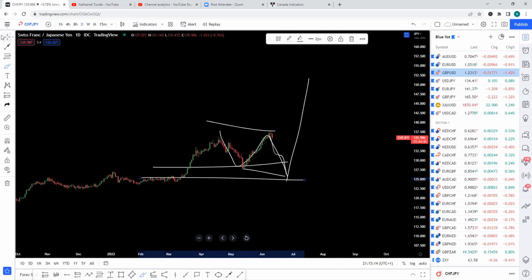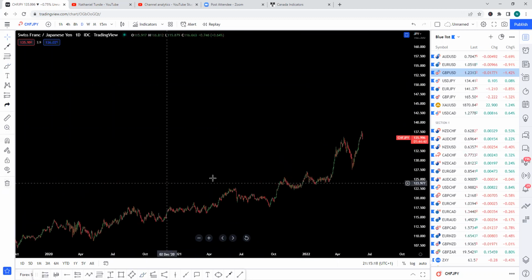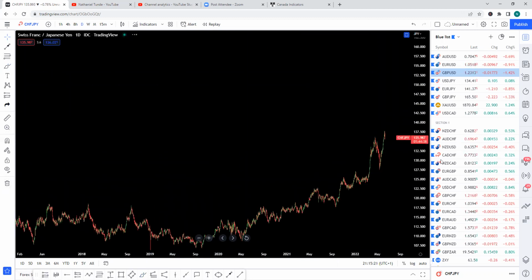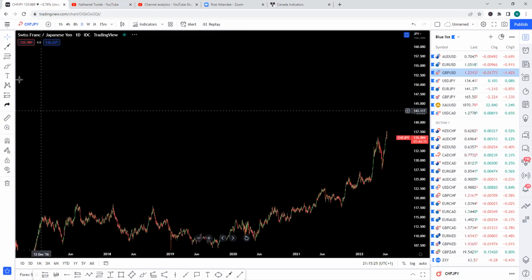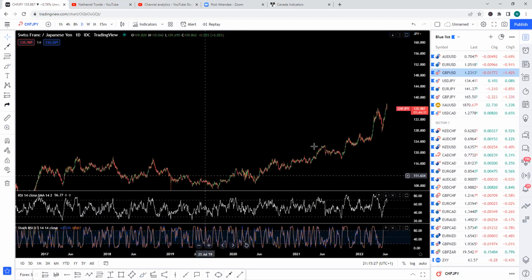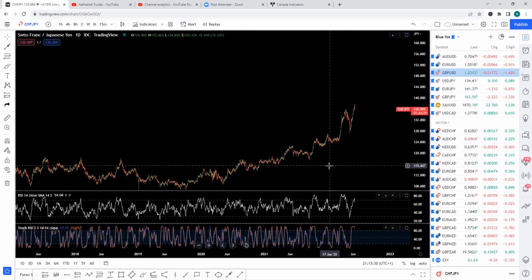Upside. But for you to be expecting to sell at this level, don't expect selling, because of what we have seen.